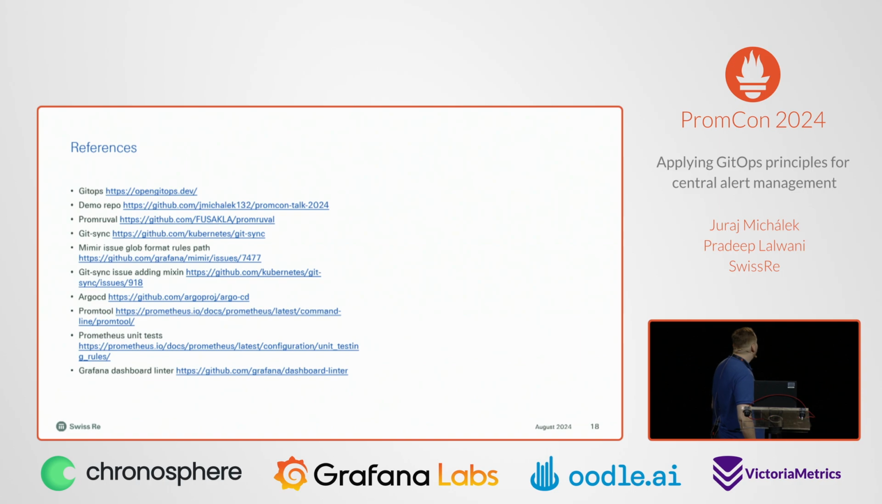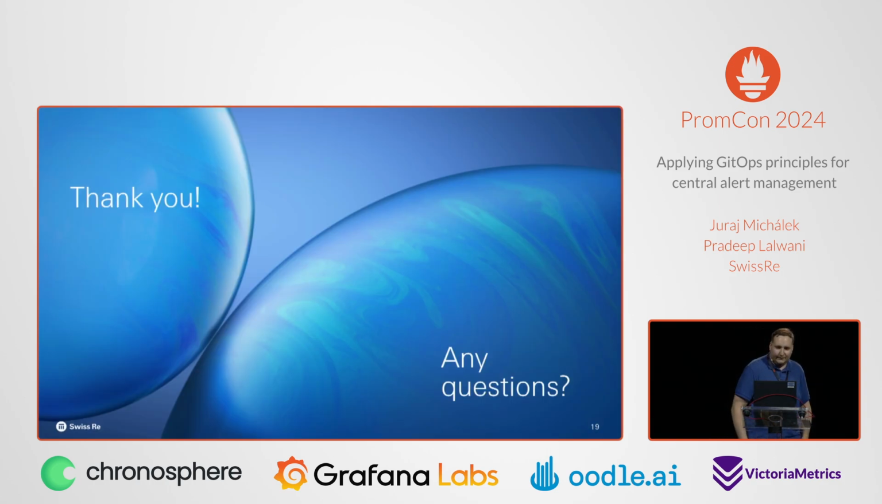And then also links to GitSync, the open issue for Mimir. I also recently raised an issue for GitSync around adding a mixin for it, and some of the other tools. And there's also the dashboard linter from Grafana, which we might end up using at some point. That's it. Thank you for listening. Any questions?